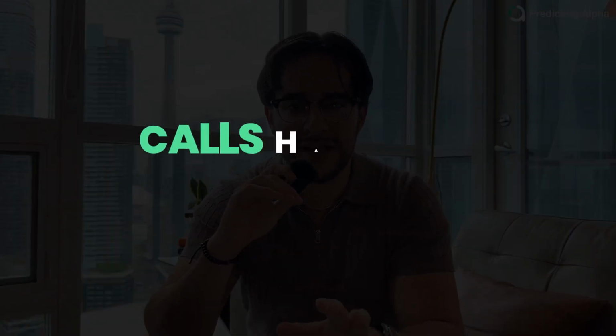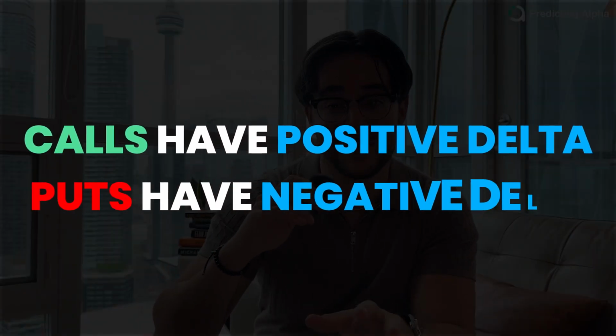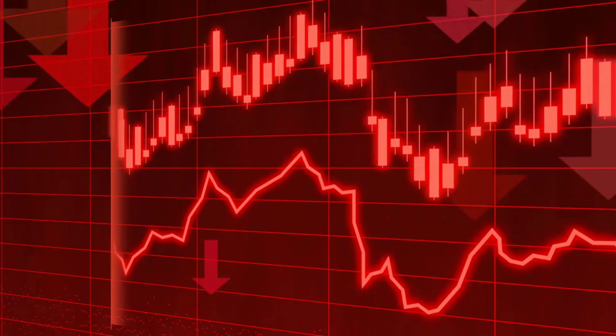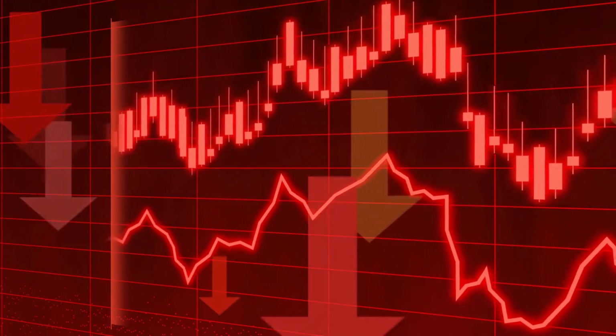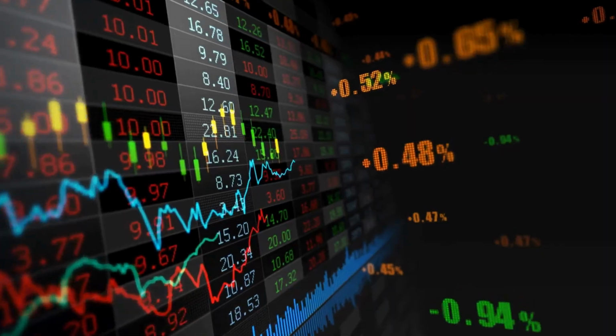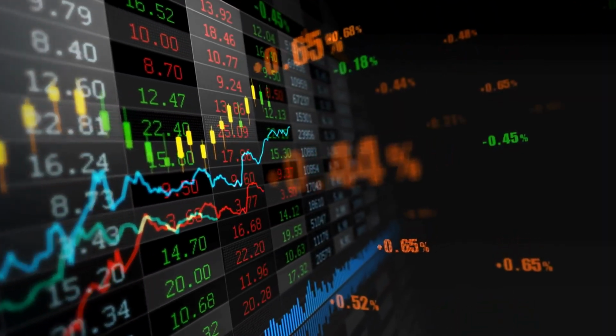Now, when we're talking about delta, a few things to remember is that calls have positive delta, puts have negative delta. And this makes sense, right? If you have a long put, you're making money if the stock goes down, meaning that you have negative delta, and if the share price is decreasing, you're making money. If you have a call option, you have positive delta, you're making money if the share price is increasing.